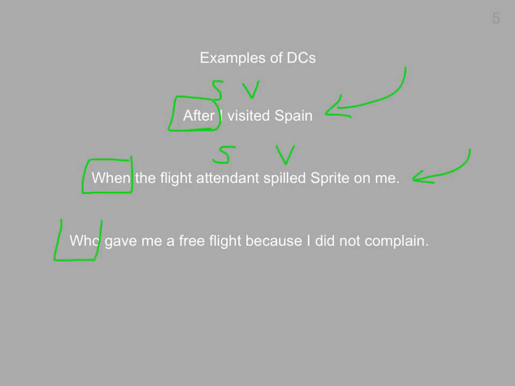Here we have a relative pronoun. Who gave me a free flight because I did not complain? This is not a complete sentence. It would be if there was a question mark at the end, but there's not. So this is a dependent clause. And here you ask, well, who gave me a free flight? Who did? And so the subject of that clause is who, the relative pronoun, and gave is the verb.